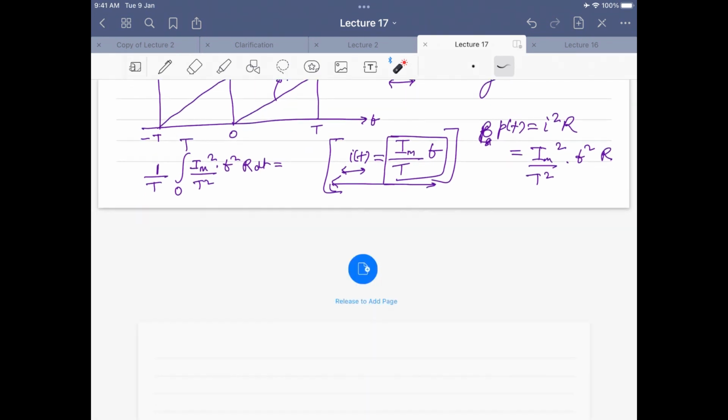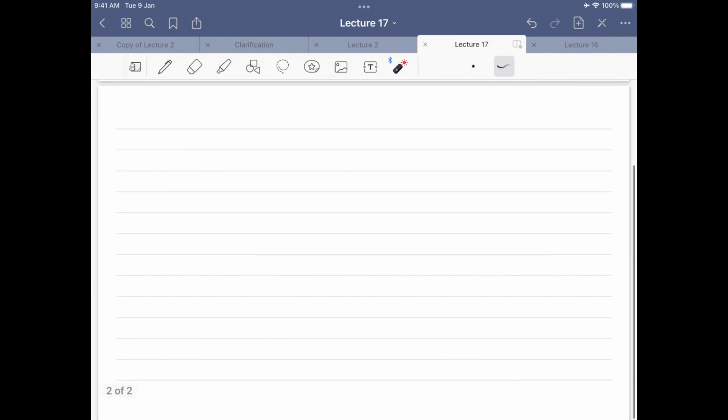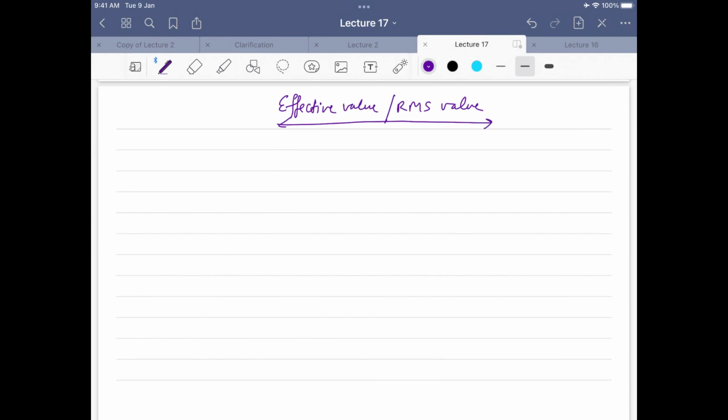Okay, then another concept that we have along with instantaneous power is the effective value, or RMS value. Can anyone tell me what exactly this RMS value is? You must have studied this, right?